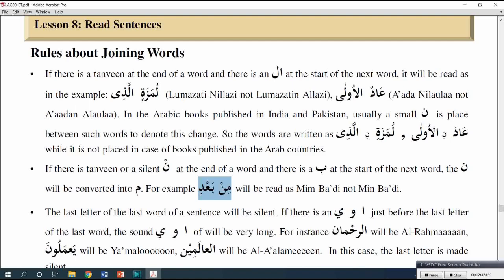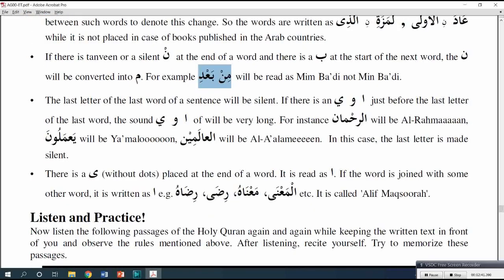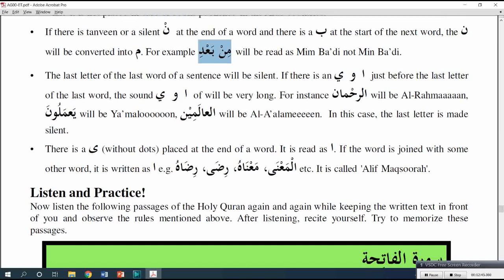Then the rule is, the last letter of the last word of the sentence will be silent if there is waw or ya or alif just before the last letter of the last word. The sound will be long. Examples you can see, like Ar-Rahman, Ya'maluna, Al-Alamin, Al-Alamin, like this. So this is just to understand the style of speaking Arabic, this will happen in that way.